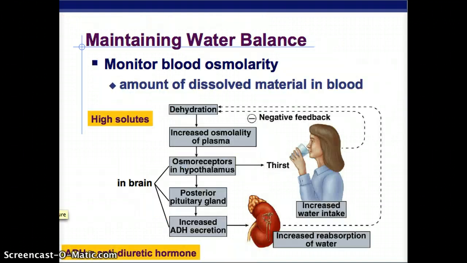All right, so we just talked a little bit about this, maintaining our water balance. So that is your blood osmolarity, the amount of dissolved material in the blood. So let's say you're dehydrated. We have increased osmolality of plasma, and then those osmoreceptors in the hypothalamus say, I'm thirsty, so you drink more water, which fixes dehydration. And then it also triggers the posterior pituitary gland, which triggers increased ADH secretion, that antidiuretic hormone, and then that says, hey, take in more water. So it reabsorbs more water, leaves you with more concentrated urine, and then this water helps to fix your dehydration.